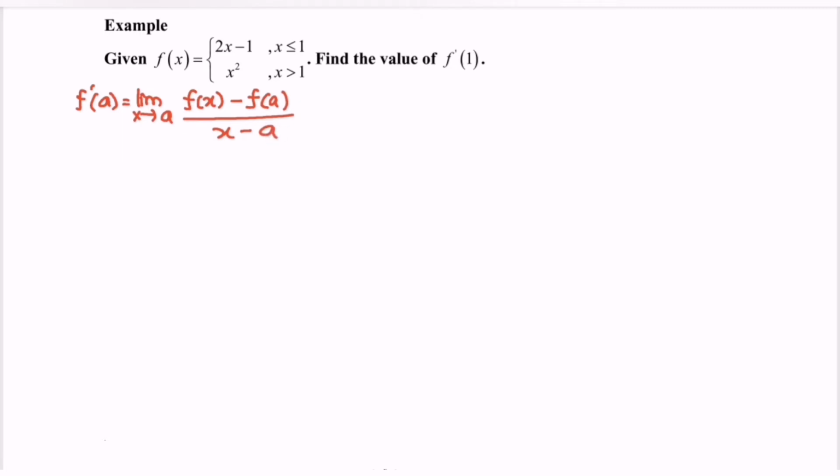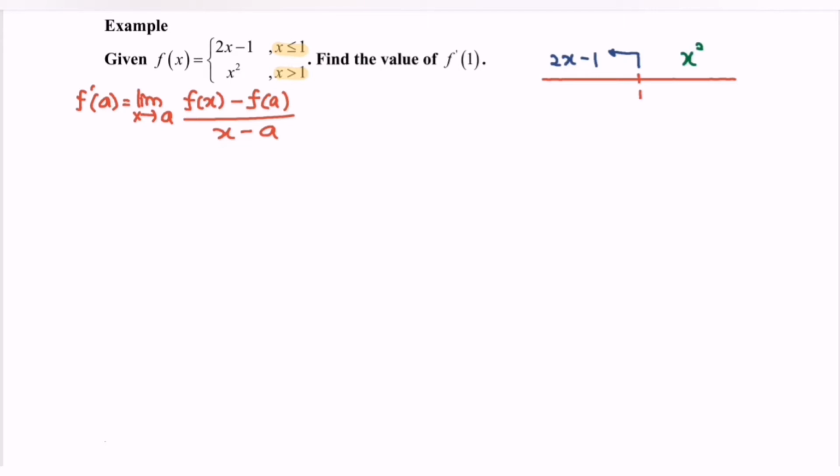Next, we are going to illustrate the function in the form of a number line. So for the first function, x less than or equal to 1, meaning the left hand side, the function would be 2x minus 1. The next one will be x greater than 1, so the function will be x squared on the right. So now let's begin the discussion.